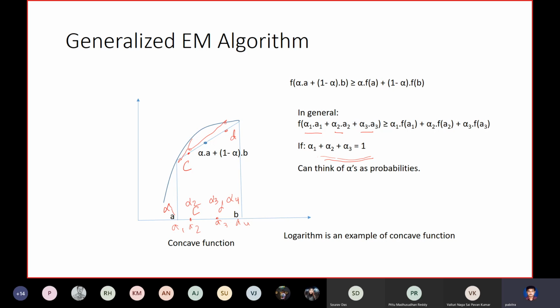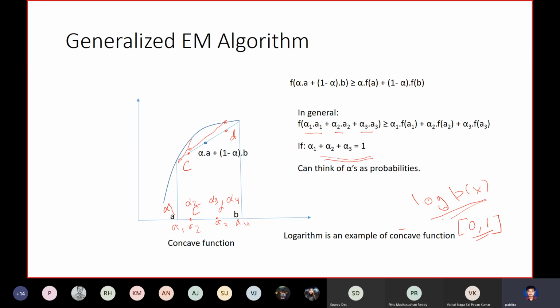Okay, so there are many concave functions. For example, one of the most common examples: logarithm is a concave function in the interval 0, 1. And of course, you can already probably guess that we work with log likelihoods. The log likelihood is the log of some probability value, and p(x) lies between 0 and 1. So this log likelihood function is a concave function.